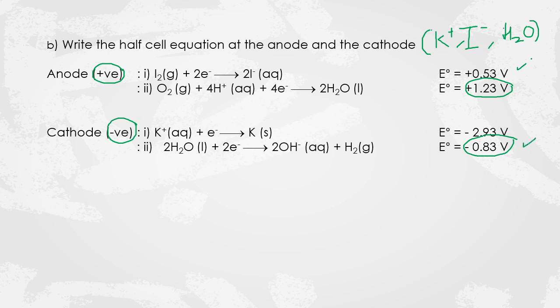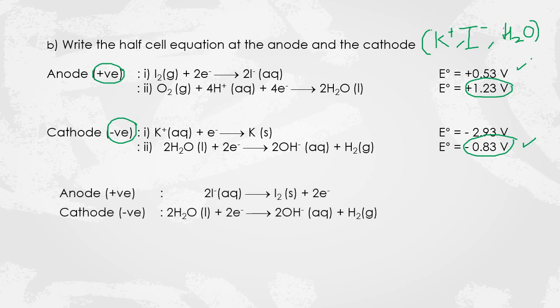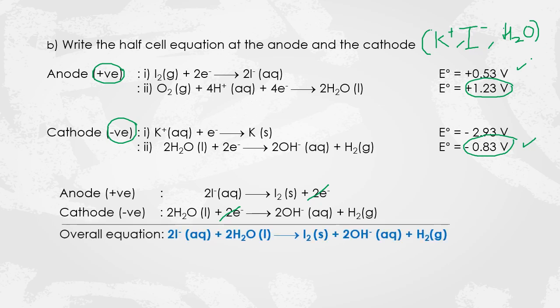Then we're going to combine these two half cell equations in terms of oxidation and reduction and make sure the number of electrons tally with one another so that we can cancel them out. Lastly, our overall equation will be 2I- aqueous plus 2H2O liquid to form iodine solid and 2OH- aqueous together with the hydrogen gas.